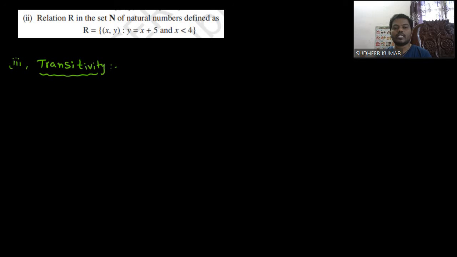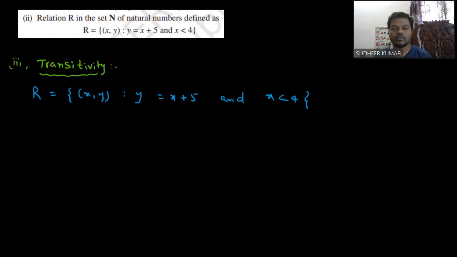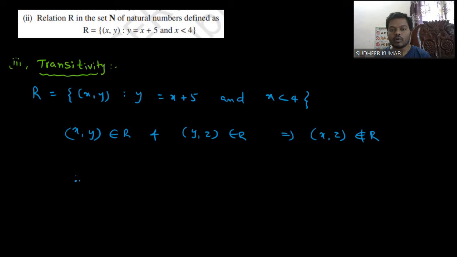So the next one is transitivity. Here there is no such pair of R where xy belongs to R and yz belongs to R implies xz does not belong to R. Therefore, R is not transitive.